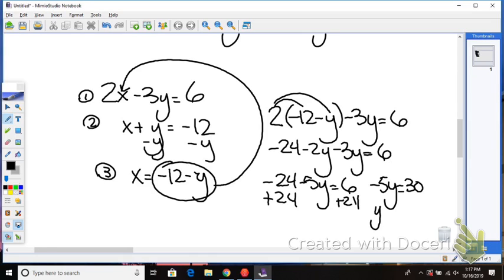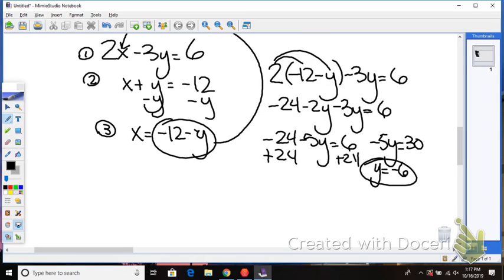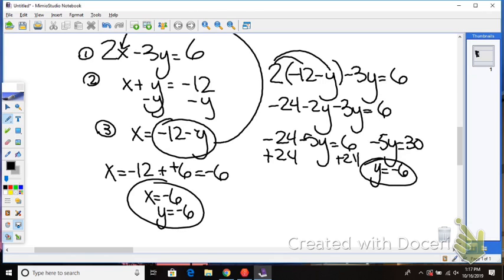So what does y equal? Negative 6. Then what do we want to plug into to find our x? 1, 2, or 3? 3. So I've got x is equal to negative 12 minus a negative 6. What happens with this minus a negative? Okay. So this is negative 6. So x is negative 6 and y is negative 6. So if you were to graph these two, it would intersect at negative 6, negative 6.